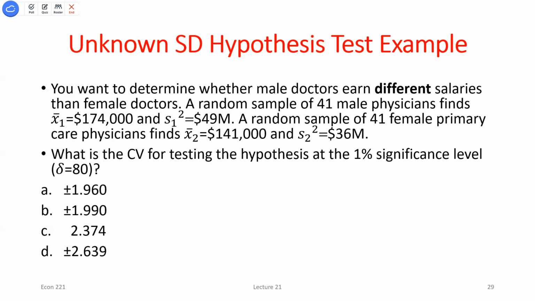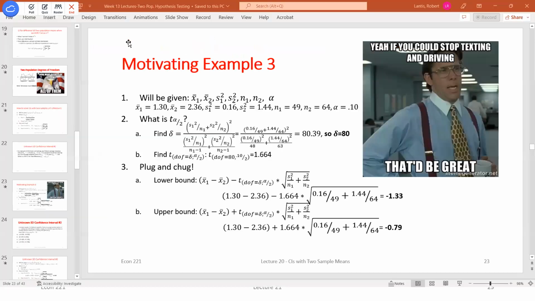Now, the sample sizes vary. That's where we get some of these weirder degrees of freedom that might not look like integers. Okay. So what do we do? Well, we only have sample variances.